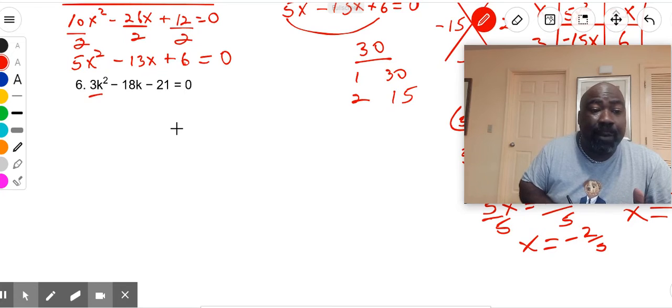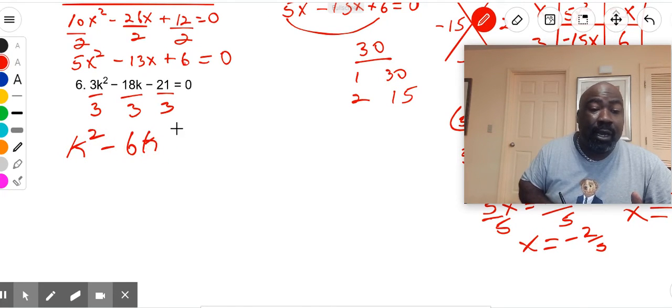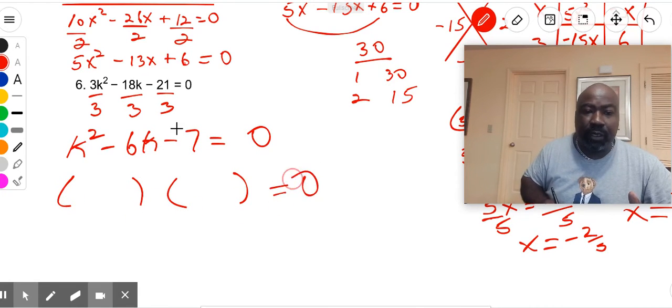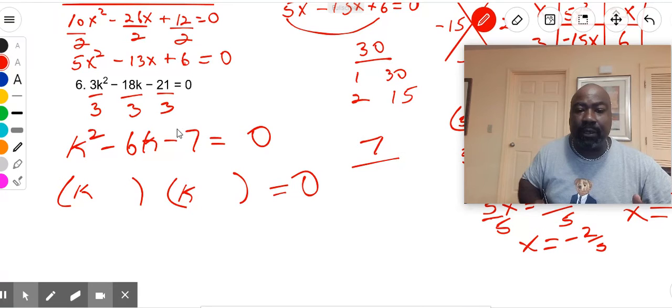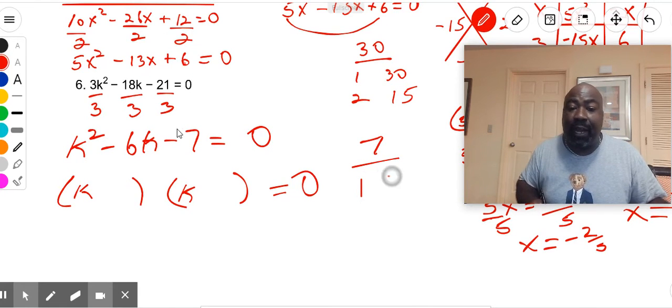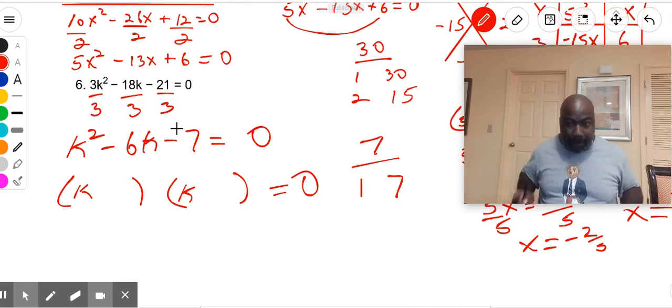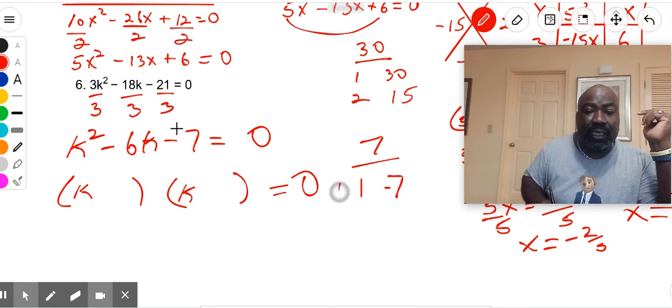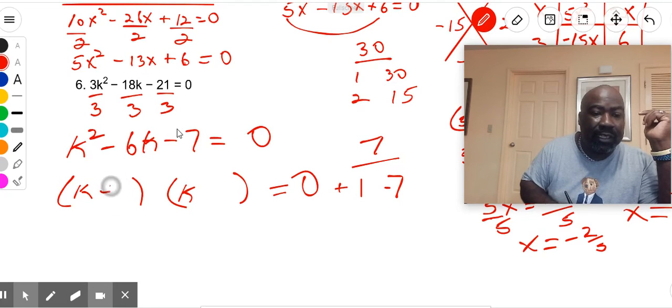Now, we're going to see the greatest common factor right here is 3. So we have k squared minus 6k minus 7 equals 0. Factored form. We have k here, dress it up. We have 7, two numbers. 7 only has 2 factors, one and itself. Why? Because it's a prime number. You guys know that. So therefore this 7 has to be a negative, and this has to be a positive. We have negative 7, and we have positive 1.